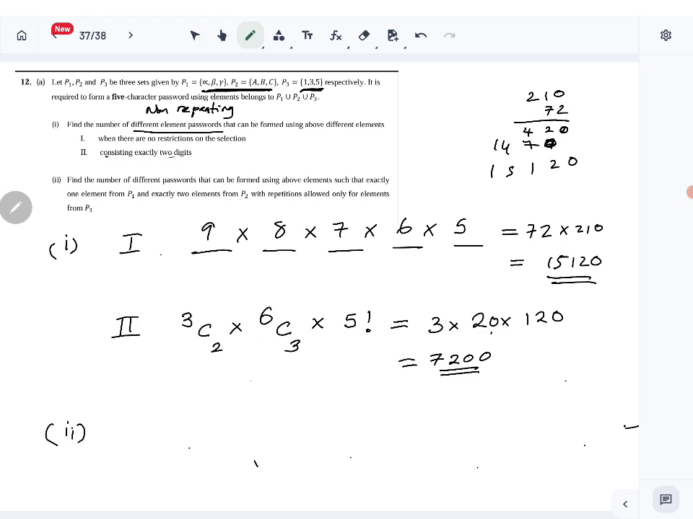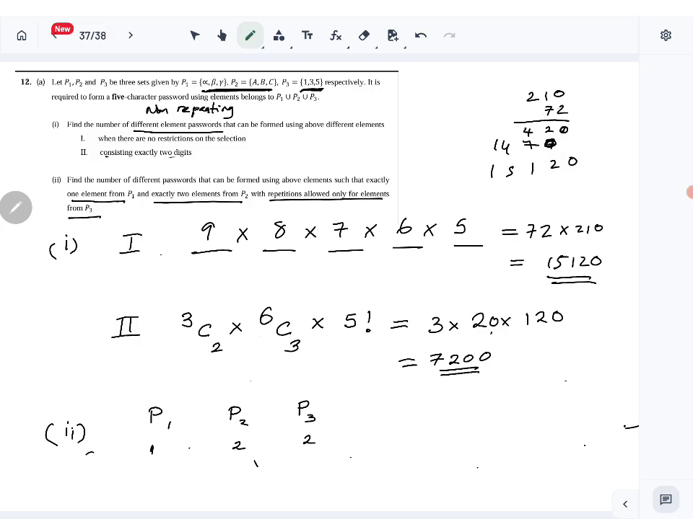Right, then let's look at the second part. Find the number of different passwords that can be formed using the above elements such that exactly one element from P1, exactly 2 elements from P2, with repetitions allowed only for elements in P3. So P1, P2, P3: one element from P1, 2 from P2, and 2 from P3. Repetitions are allowed for P3 also. So let's look at this one.